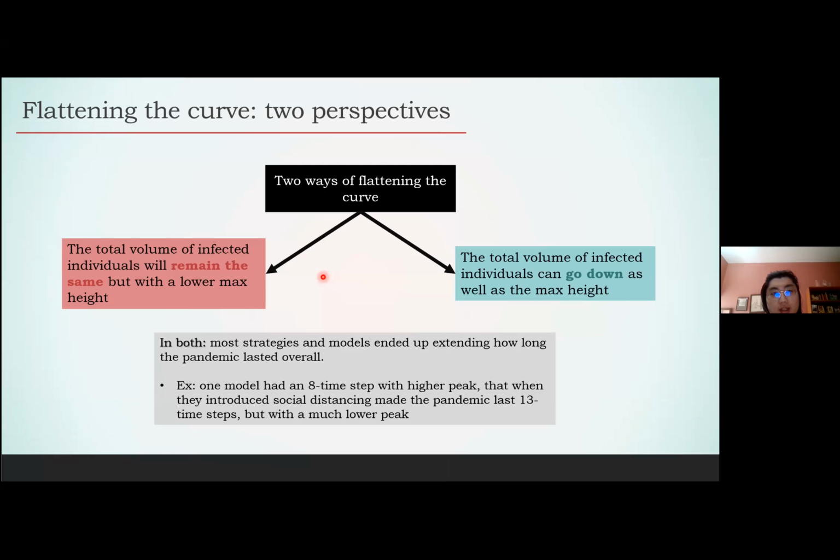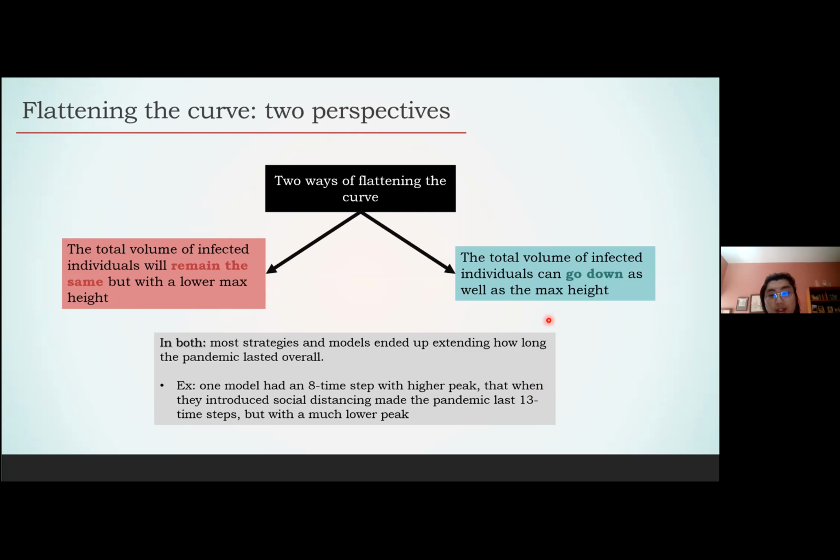The first was somewhat more isolated, and it's only in one of the studies that we'll be looking at today, and is that the total volume of infected individuals will remain the same, but still have strategies to have a lower max height. Whereas the second perspective, which is somewhat more common, has strategy where not only are we going to lower the peak of individuals infected, we're going to lower the volume of individuals affected as well. And this is more in line with what we'd expect to be important, that not only do you want the maximum number at any given point to be lower, we just want less people to get sick overall.